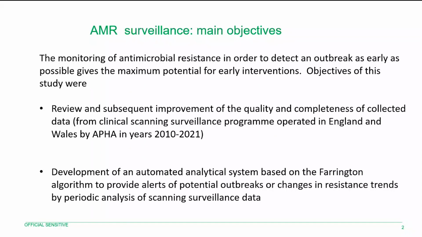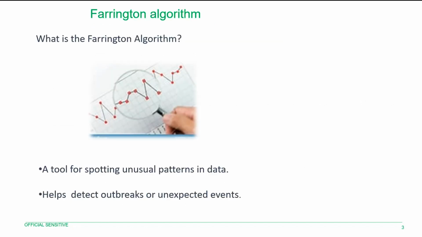So what I will be focusing mainly on is the Farrington algorithm. So what is the Farrington algorithm? It is essentially a tool for spotting unusual patterns in data. So you've been given a time series of data, which in the case of antimicrobial resistance is just a time series of positive tests, and the algorithm detects outbreaks or unexpected trends in the data.